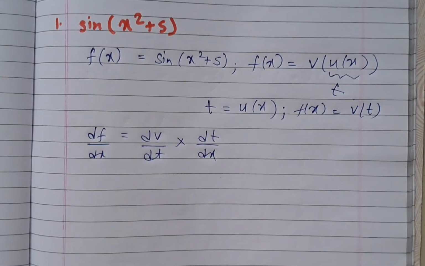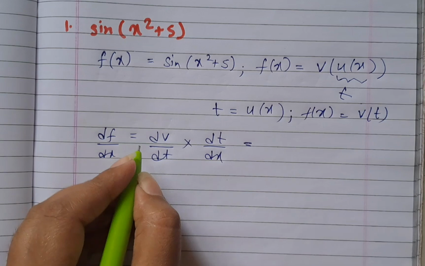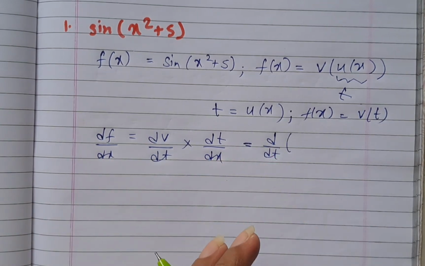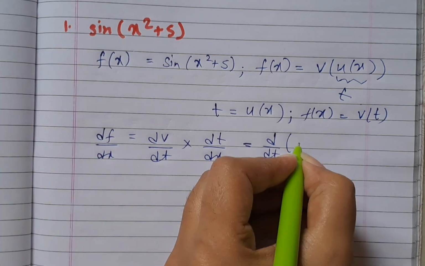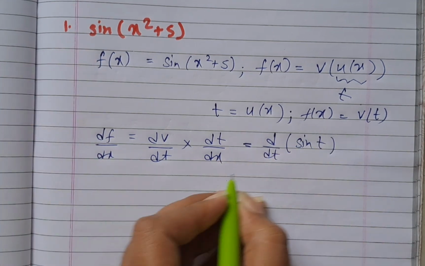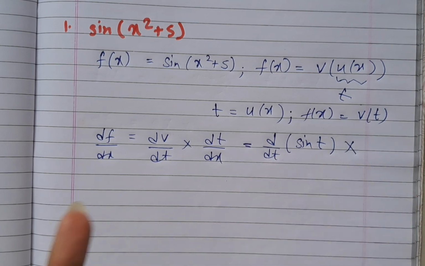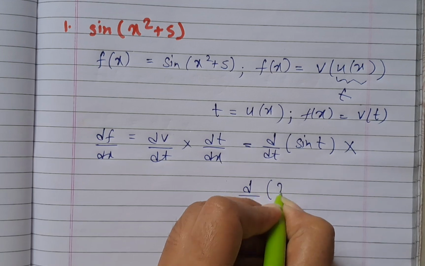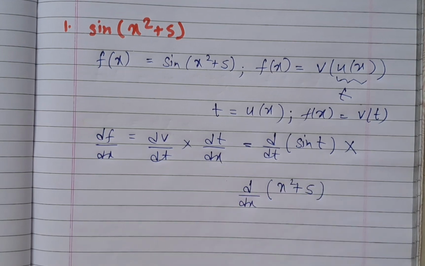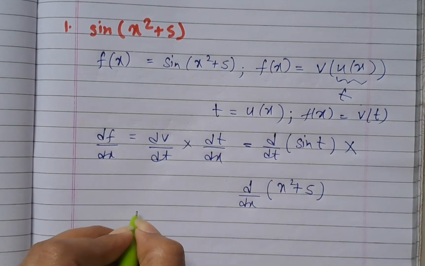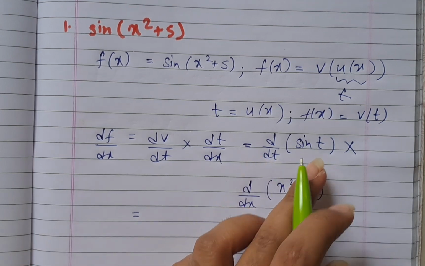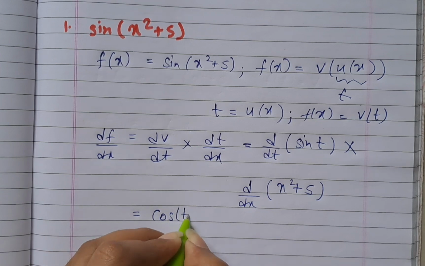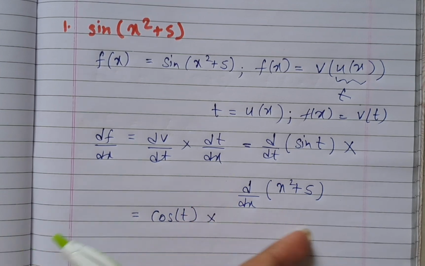Okay, so now let's find it out. It will be d by dt of v. So v here is what? Sine. So it is sine of t into dt by dx. So dt by dx is what? d by dx of t. So t here is what? x square plus 5. Now it will be d by dt of sine t. So the derivative of sine t is what? Cos t. So it will be cos of t into d by dx of x square plus 5.